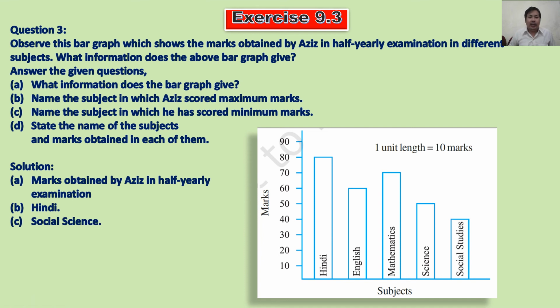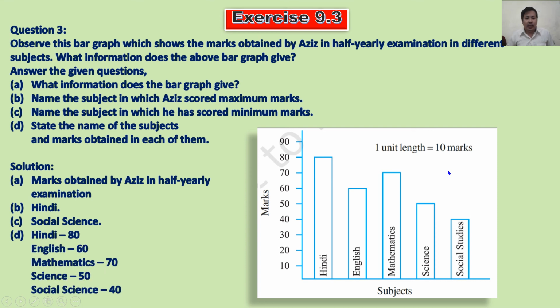And D is asking you to state the name of the subject and marks obtained in each of them. So you have to give how many in Hindi, how many in English, how many in math, how many in science, and how many in social science. Hindi 80, English 60, mathematics 70, science 50, social science 40. The height is their marks, isn't it? So what is the height of English? It's up to 60. So 60 is in English.